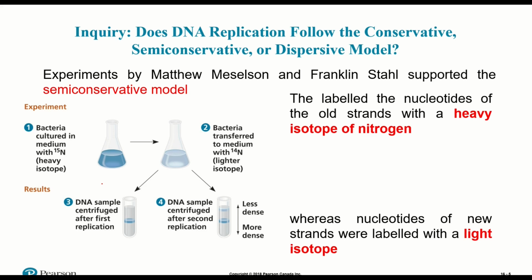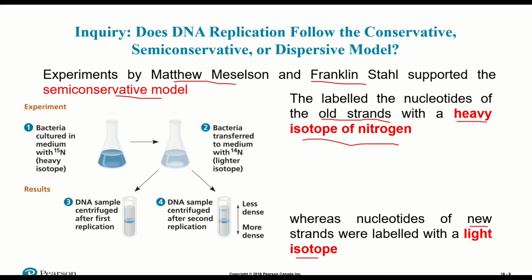So now let me walk you through the experiments. And this experiment has 4 steps. And just to remind you, Matthew Meselson and Franklin Stahl did this experiment and showed that the semi-conservative model was the one that was correct. And they did it by using a heavy isotope of nitrogen.